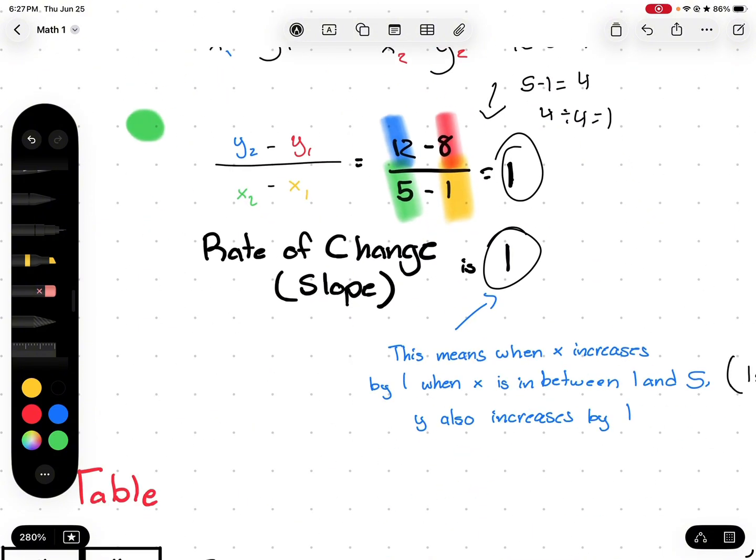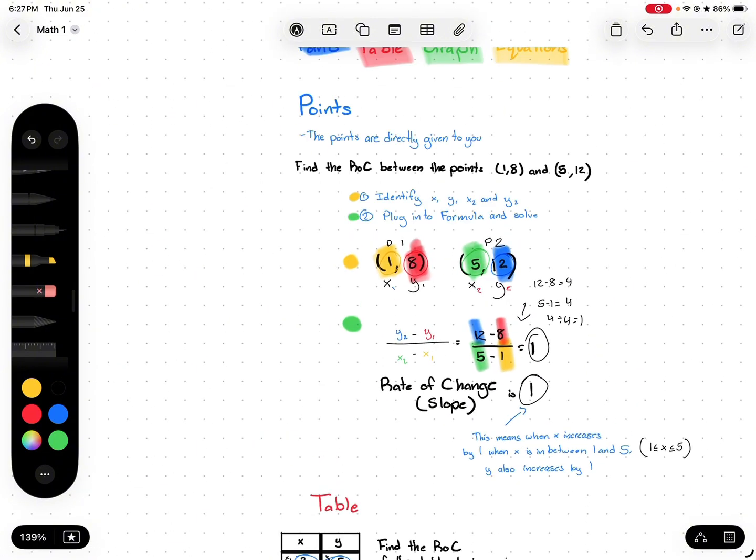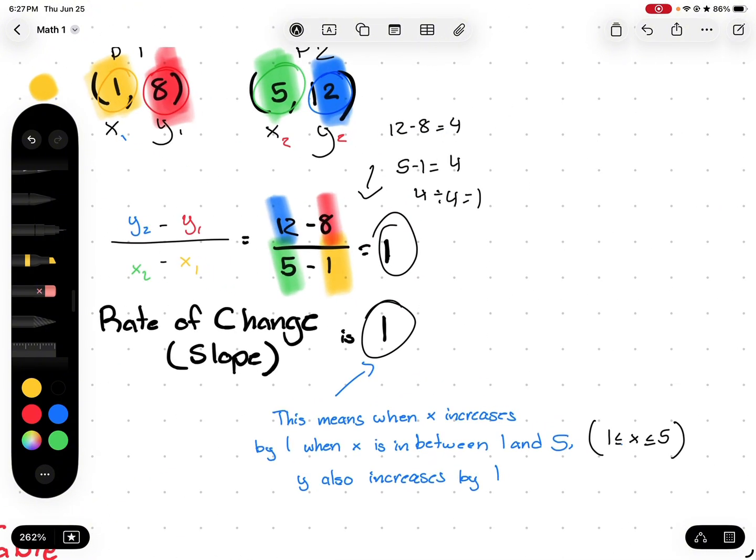So essentially this means that when x increases by 1, when x is between 1 and 5, according to our points given, y will also increase by 1. So for example, we know that 1, 8, and 5, 12, which means that when x is 2, so x is 1 above 1, so 2, y is also going to be increasing by 1 from before.